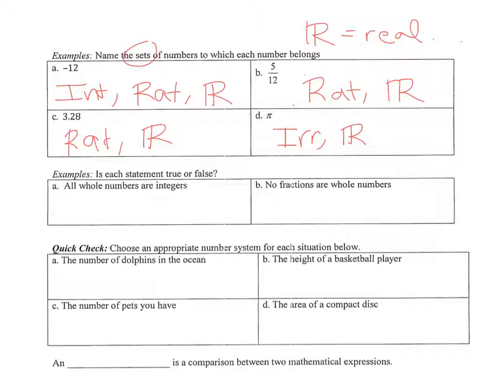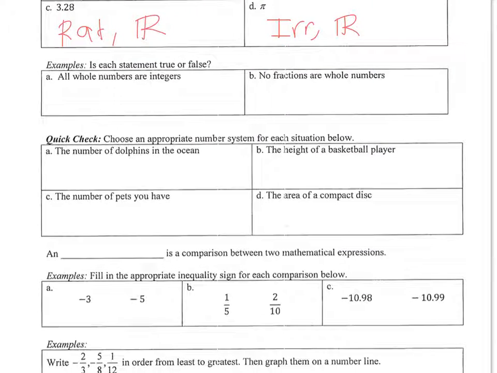So next part, is each statement true or false? All whole numbers are integers. So think about your Venn diagram. If you are in the whole number system, are you an integer? That's true. That's kind of like if you live in Michigan, then you live in the U.S.